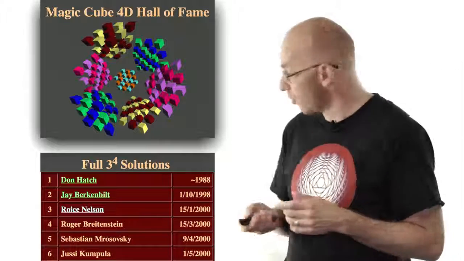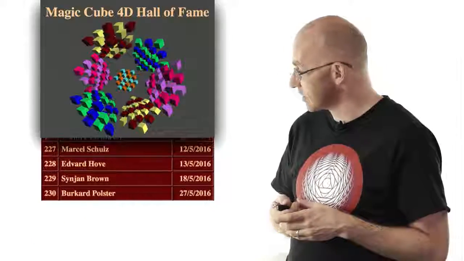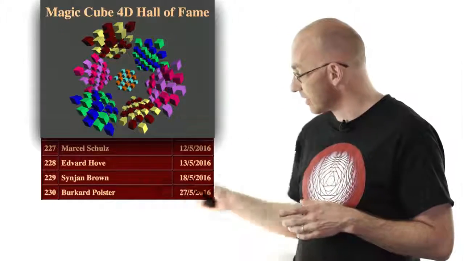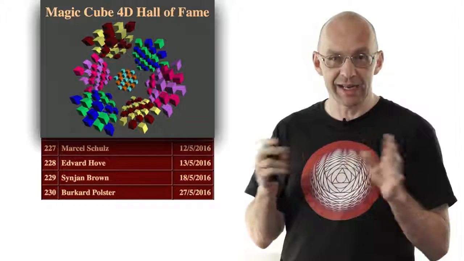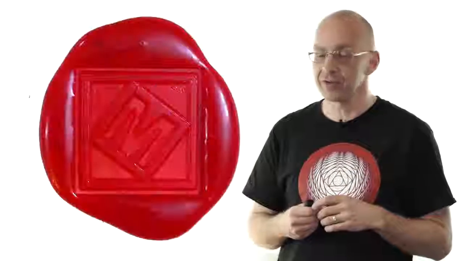Hall of Fame. So Hall of Fame starts in 1988, and it's a fairly short list considering the time. So it ends at 230, and that's actually me here, last entry on the 27th of May 2016. Anything will count. As long as you get to the end, you will get the Mathologer seal of approval, and it will be a very remarkable achievement.